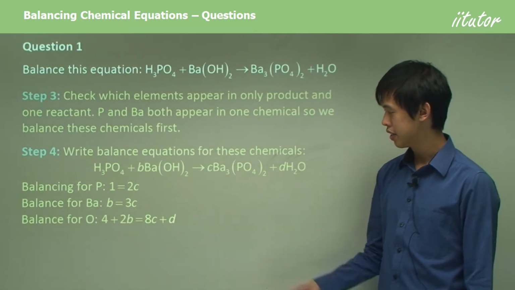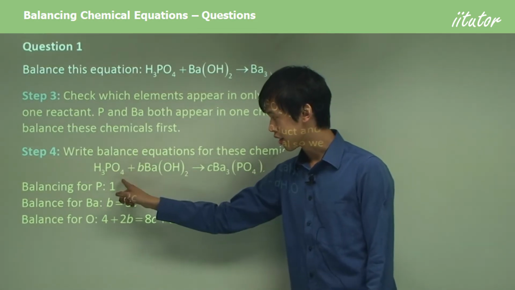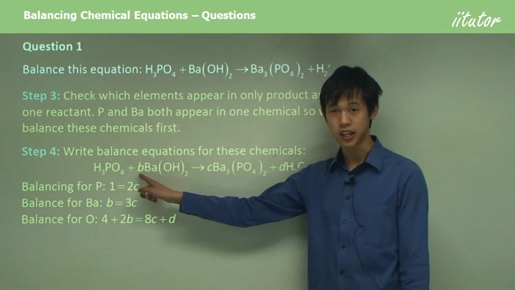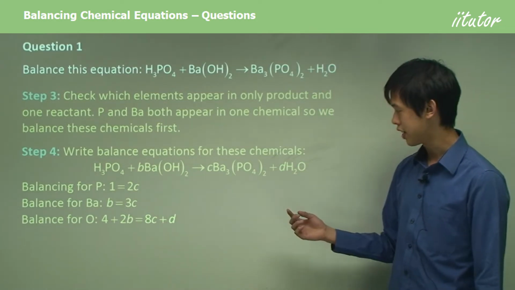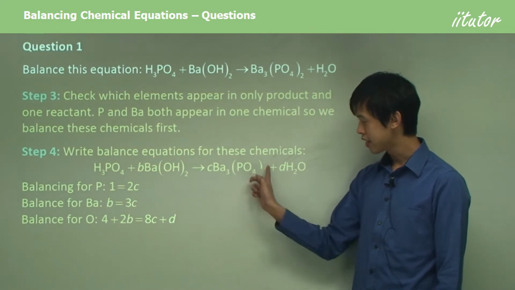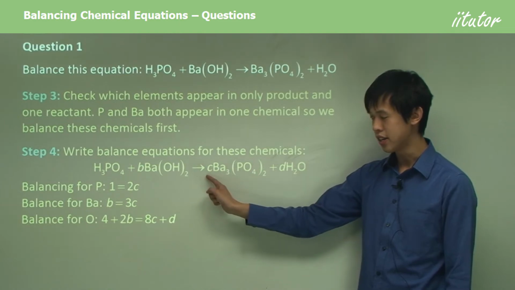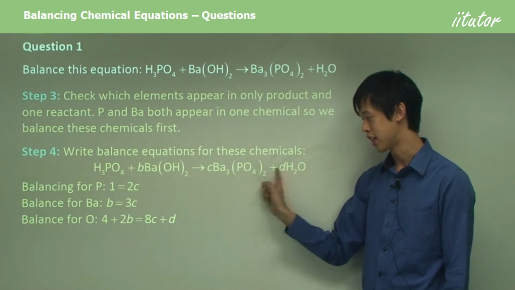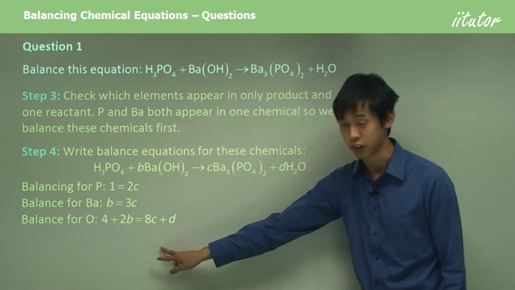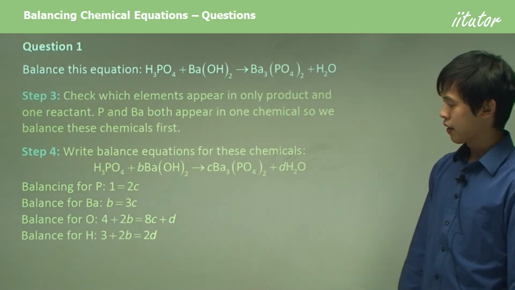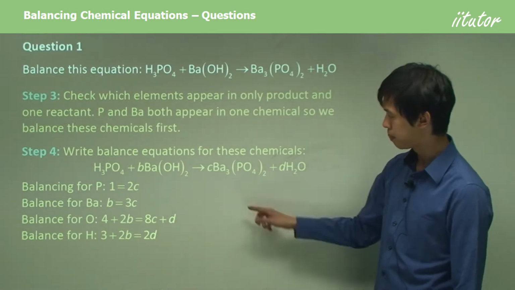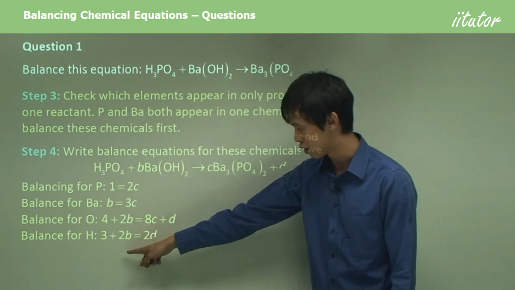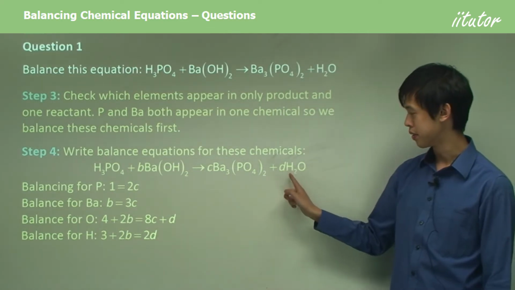Now balance for oxygen. You've got 4 on this side. You can see there's 4. Plus 2 times B, because you've got 2 here and B at the front. And on the right-hand side, you've got 8 here times C, so 8C. And you've got 1 here times D, so you've just got D. Okay, so this is our balance equation for O. Finally, you've got your balance equation for H. So you've got 3 here, and you've got 2 times B, so 2B, and that has to equal 2D.